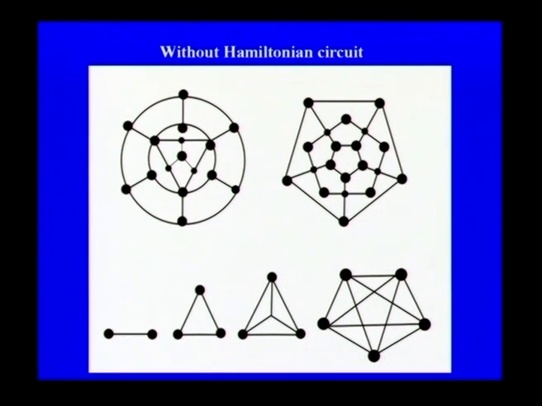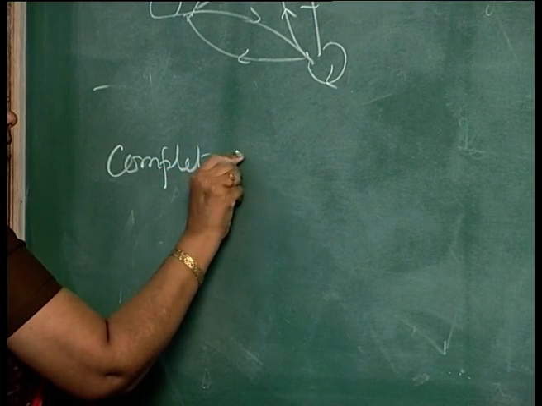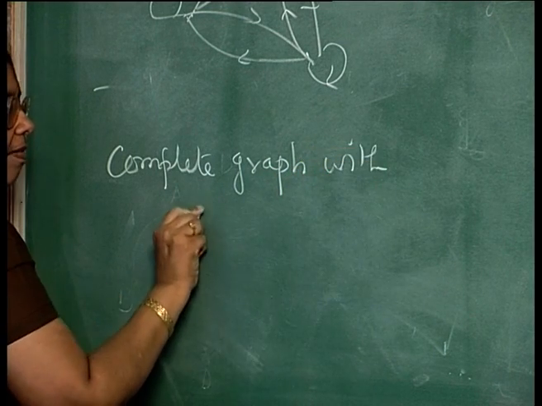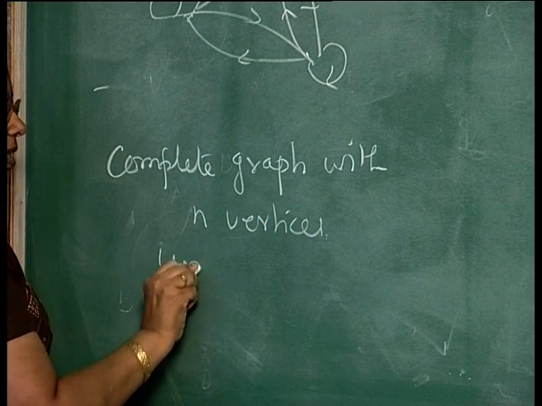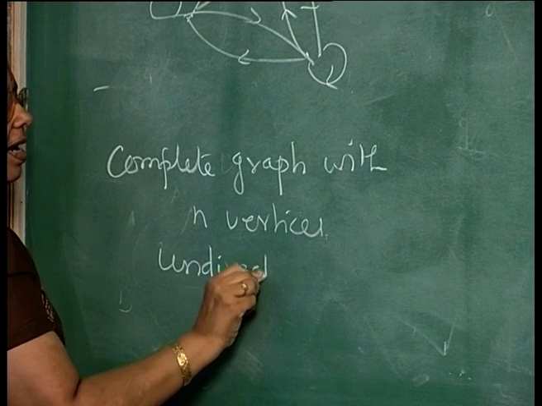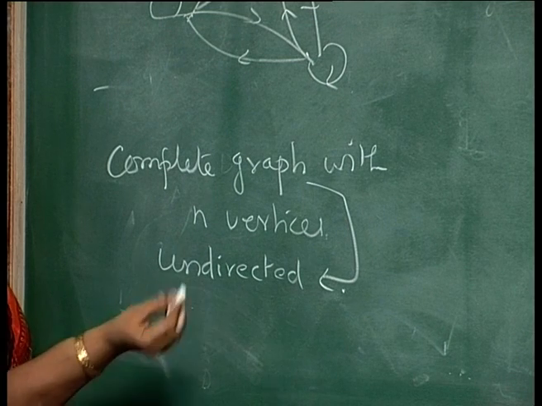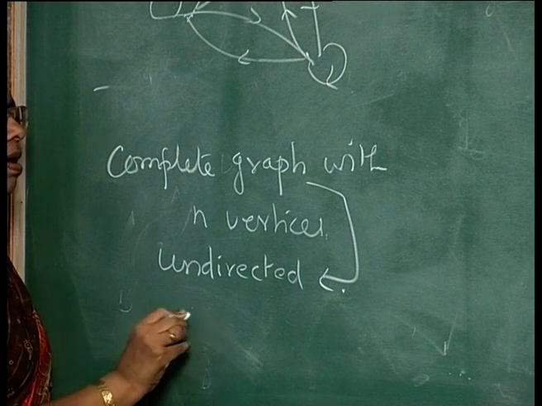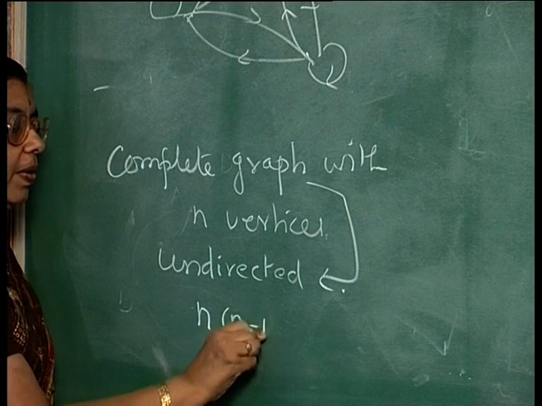How many edges will you have in a complete graph with n vertices? Here we are considering undirected graphs, because for directed it will be different. Graph means undirected. Each node is connected to every other node by an edge. So, you have n nodes, each one is connected to every other node.